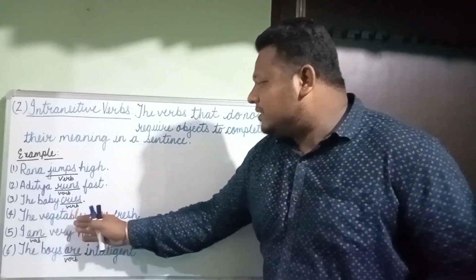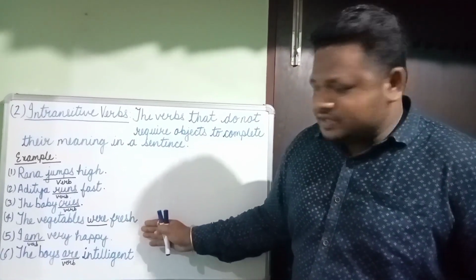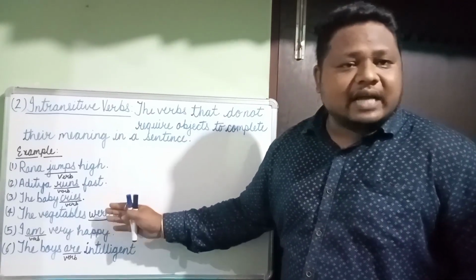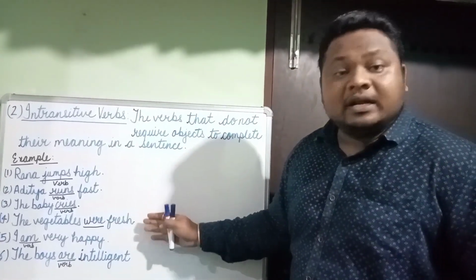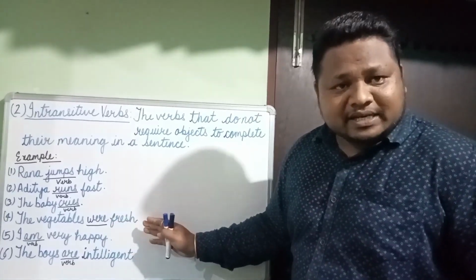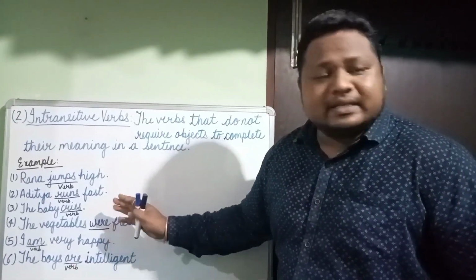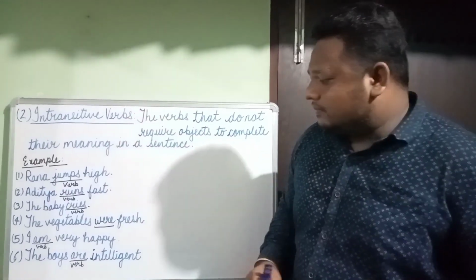Similarly, the vegetables were fresh. Here, were is our verb. But here we do not have any object. But still, the meaning of the sentence is complete. So, were is our intransitive verb.